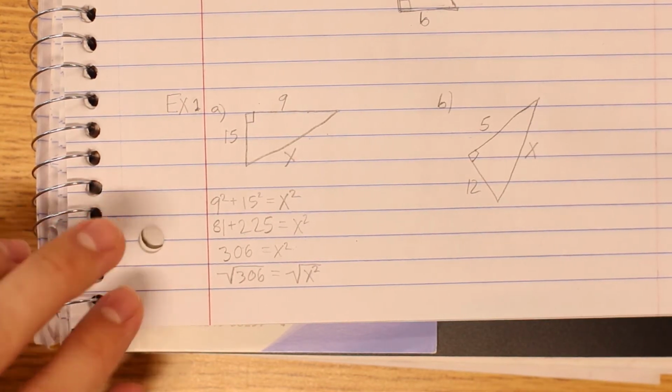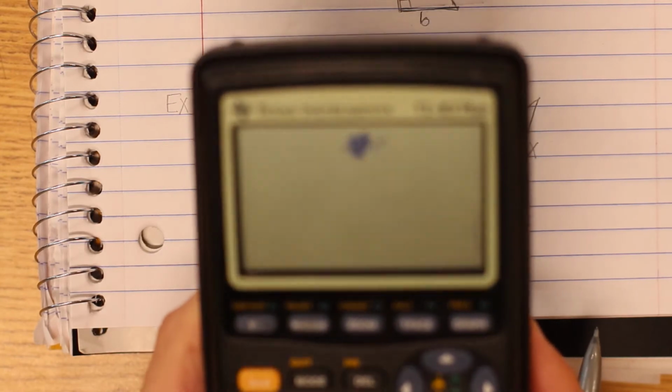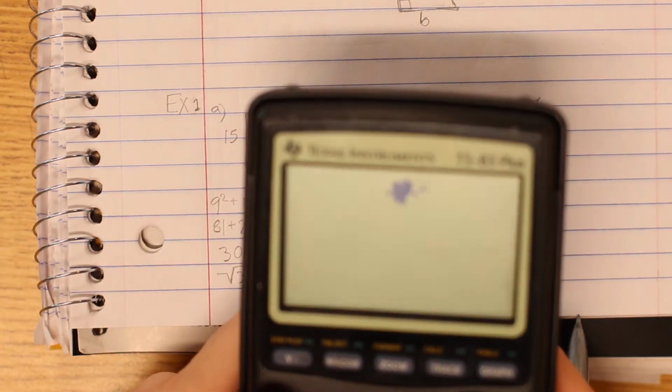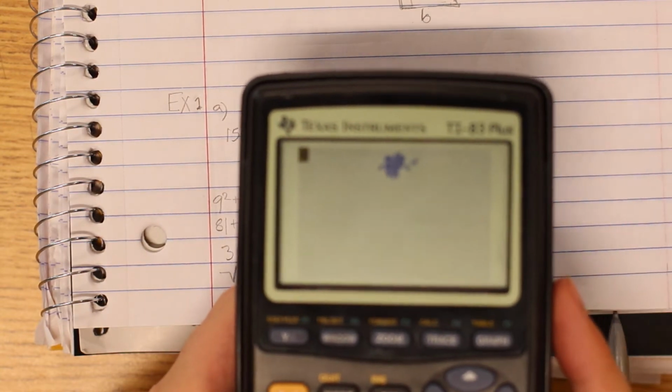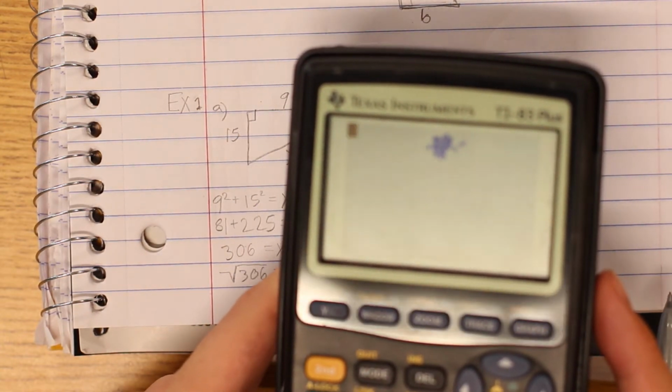Okay, so now what we need to do is use our calculator. Your calculator has different options. Sometimes your calculator will let you type in the number and then push the square root button.